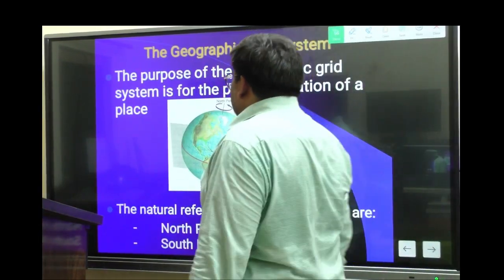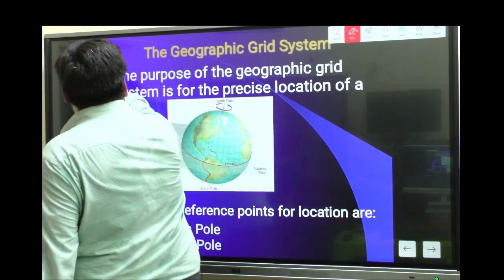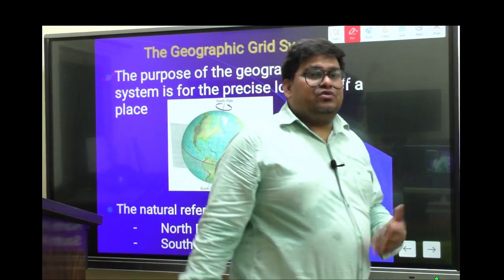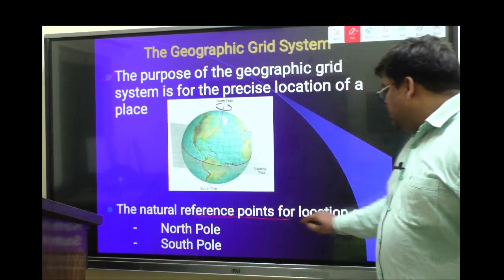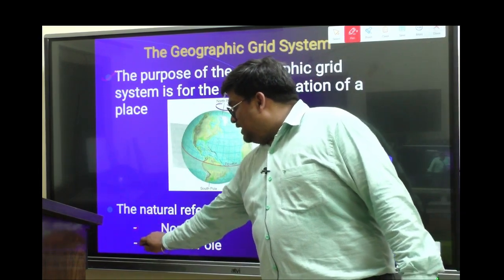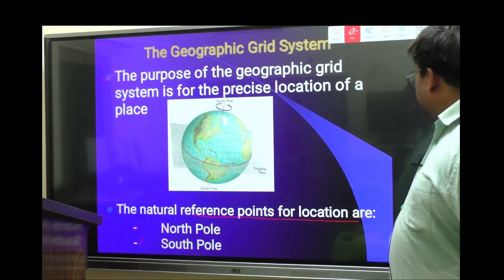Again, what the geographers have done, the purpose was to find the precise location of a place. So the reference points they have taken for the location are the North Pole and the South Pole. That is the reference point they have taken.